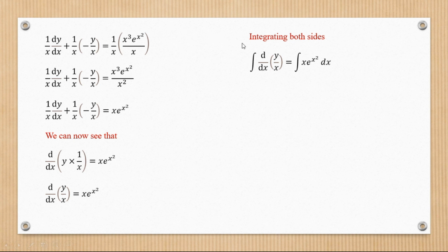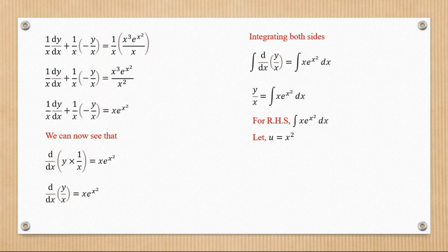But remember, this integral sign cancels out this derivative, and I'll be left with y over x being equal to this integral right there. So I end up with y over x being equal to the integral of x e to the power x squared dx. Now the value on the right hand side can be solved using u-substitution. So we're going to first deal with that value on the right hand side.